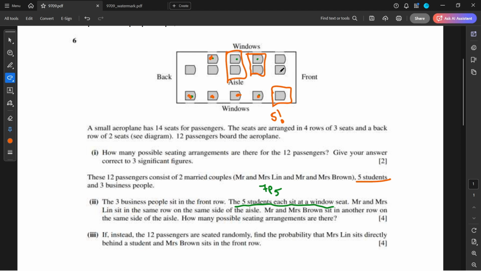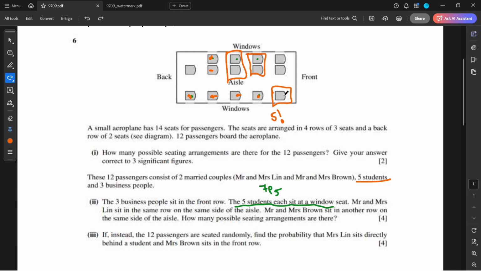So, a student could sit in 1, 2, 3, 4, 5, 6, 7, 8. This is 9 and this is 10. A student cannot sit over here because behind that there is no place where Mrs. Lin can sit. So now there are only 10 possibilities where I can make Mrs. Lin sit. But the majority of the students said that they did not really consider Mrs. Brown's position in the first row, because of which the majority of the chunk of students said that there are 11 such possibilities. So that was the second mistake.